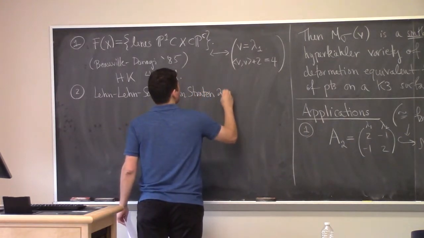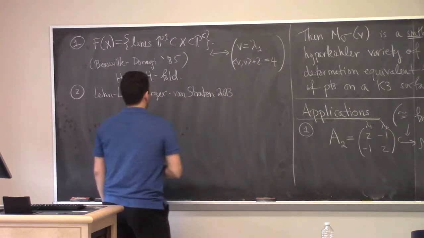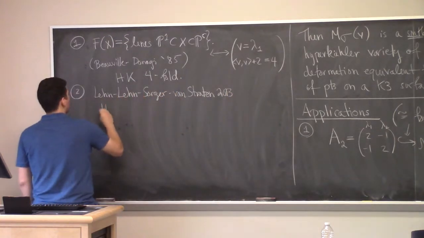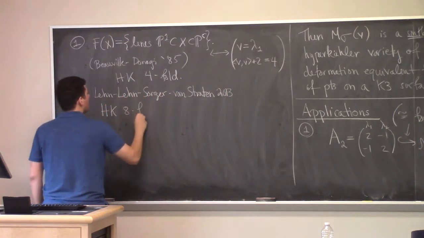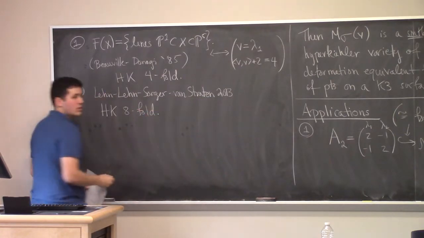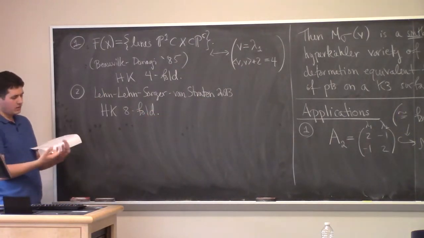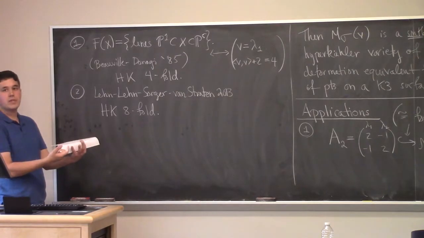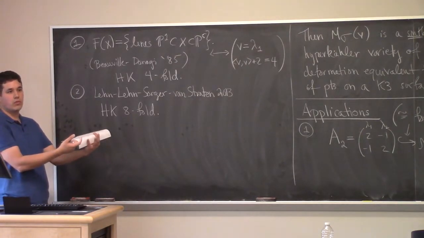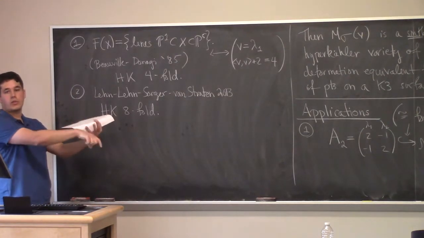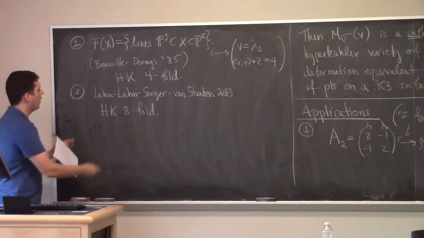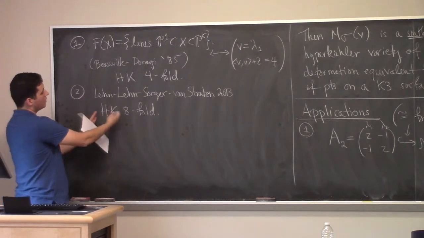This was in 2013. So they constructed an example which is a hyperkähler eightfold. The description of this eightfold is a little bit more complicated. It's constructed from the moduli space of twisted cubic curves on the cubic fourfold. But it's not quite that space, it's some contraction of that space. So it's a little bit more complicated to describe, but it's an eightfold.